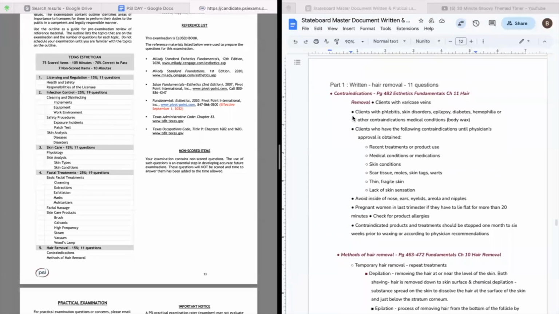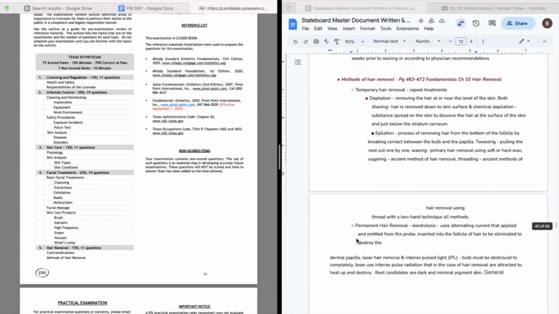So clients with phlebitis, blood disorders, skin disorders, epilepsy, diabetes, hemophilia, or other contraindications will contraindicate waxing. Clients who have the following need physician's approval: treatment or product use, medical conditions or medications, skin conditions, scar tissue, thin, fragile skin, lack of sensitivities, areas that you want to avoid, like the nose, ears, eyelids, areolas, and nipples, pregnant women within their last trimester, product allergies. And then contraindicated products and treatments should be stopped within 1 to 6 weeks prior to waxing, according to the physician's recommendation.